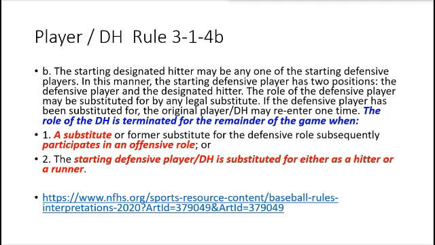The role of the DH is terminated for the remainder of the game when a substitute or a former substitute for the defensive role subsequently participates in an offensive role, or when the starting defensive player/DH is substituted for either as a hitter or a runner.